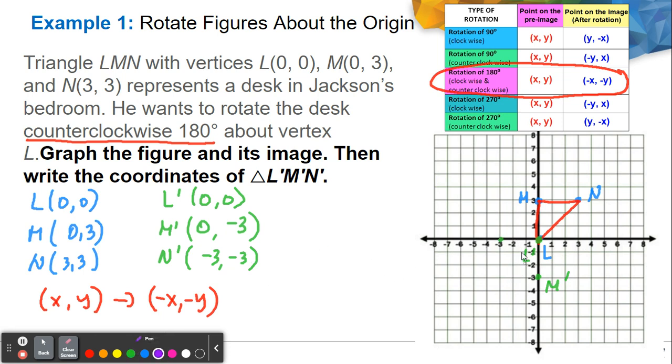So let's draw our image, this one. The purple one is our rotated image. This is triangle L prime, M prime, N prime, rotated 180 degrees counterclockwise. As you can see, we turn the image upside down. It's very quick and easy, especially if you have the rule. Please complete that one on your paper.